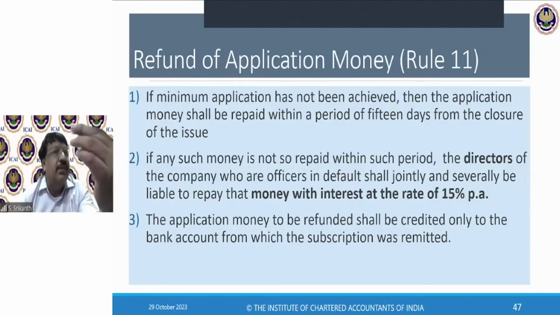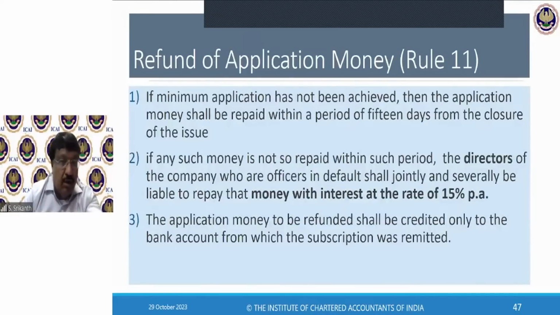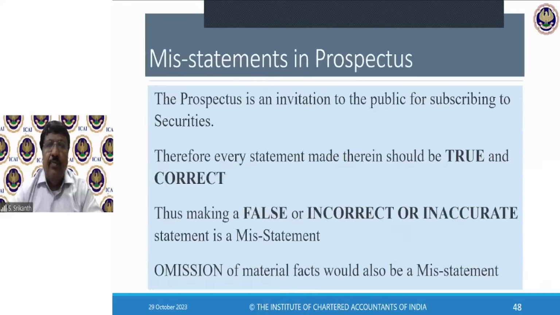Because today the bank interest itself on loans is only about 8.5 to 10%, maximum 10. Whereas FD interest is 7, maximum 9. Right, senior citizens, for 444 days, Equitas Bank may give 9%. That's it. Where is 9%? Where is 15%? So, huge amount. So, the application money to be refunded shall be credited only to the bank account from which the subscription was remitted. Okay. So, now we move on to another topic, which is called misstatement in prospectus.